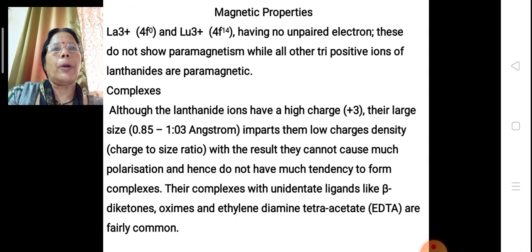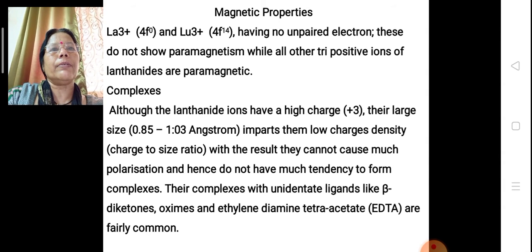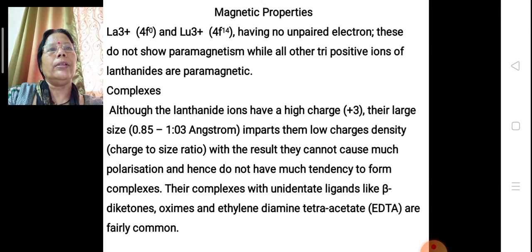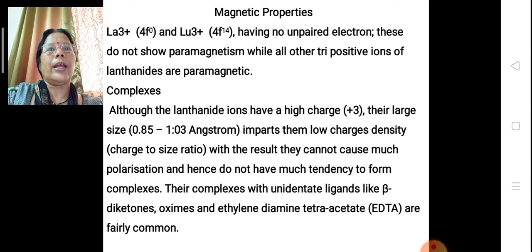On magnetic properties: lanthanum 3+ has 4f0 electrons and lutetium 3+ has 4f14 electrons, having no unpaired electrons, and these do not show paramagnetism, while all other tripositive lanthanide ions are paramagnetic as they have unpaired electrons.